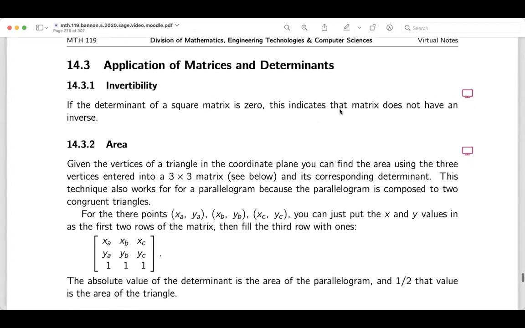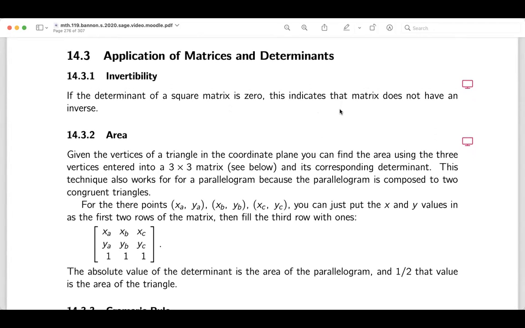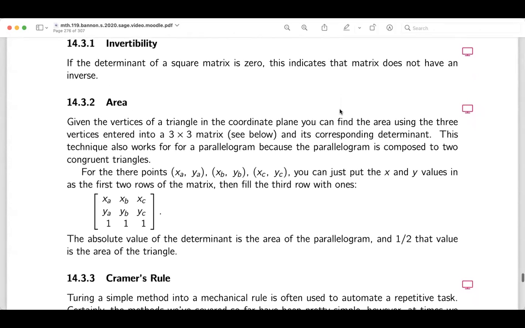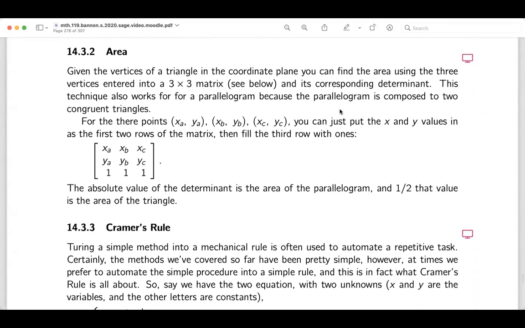We talk about invertibility. If you remember back to the form of the inverse of a 2x2 square matrix, that was 1 divided by the determinant, so the determinant can't be 0. If the determinant of the square matrix is 0, it indicates the matrix doesn't have an inverse. We talked about inverses. There's great visualization on the web if you want to take a look at that.